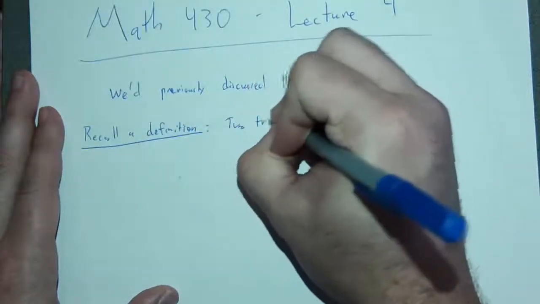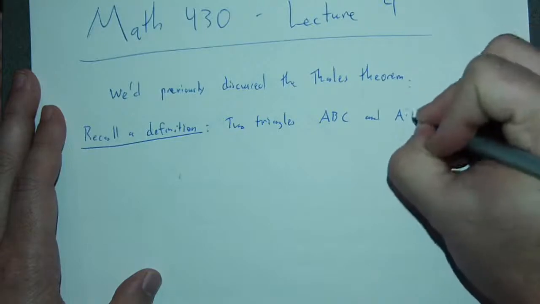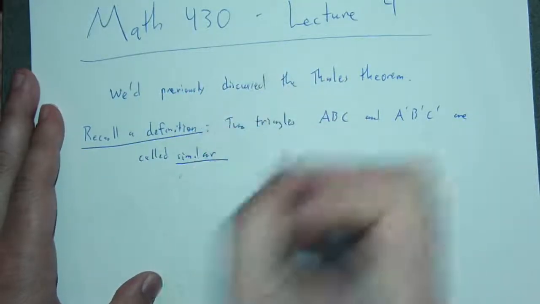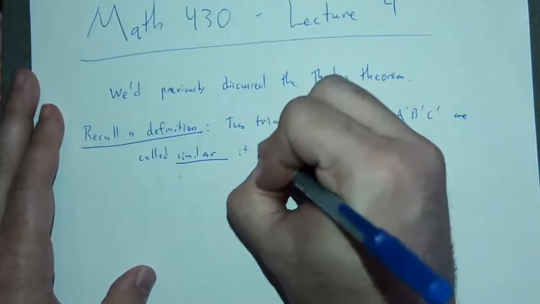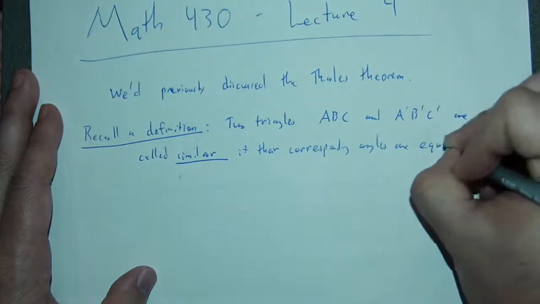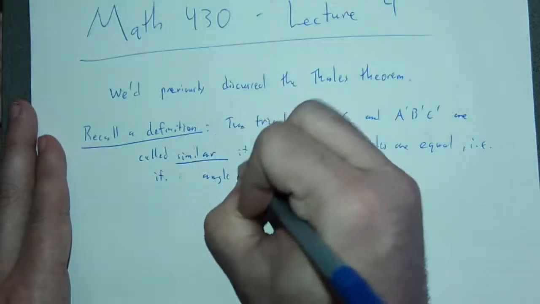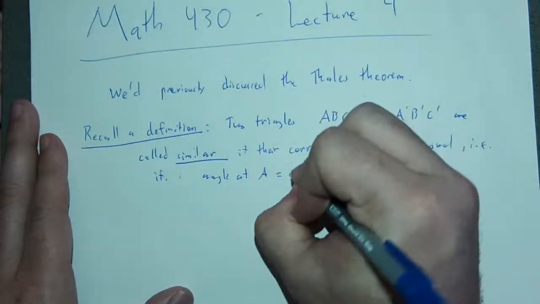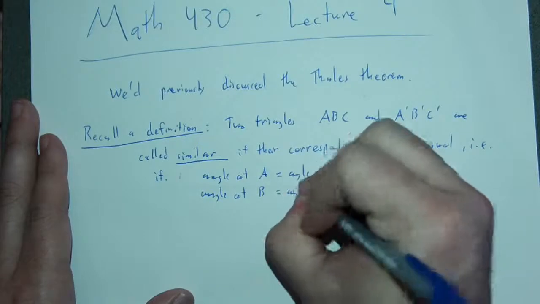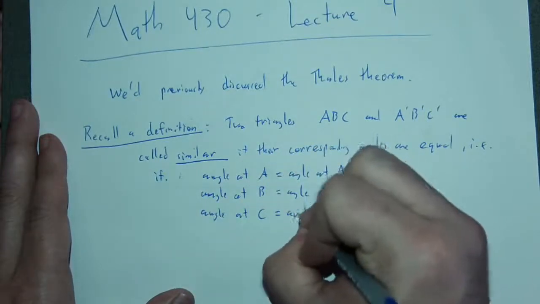So two triangles, say ABC and A prime, B prime, C prime, are called similar if their corresponding angles are equal, i.e., if angle at A is equal to angle at A prime, and angle at B is equal to angle at B prime, and angle at C is equal to angle at C prime.